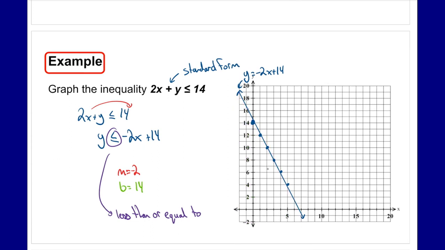Again, just trying to make it nice so that I'm not going above. But as long as you get the idea that less than would be anything below the line. And because it's also equal to, it's a solid line. So that's like a solid line that we've drawn.